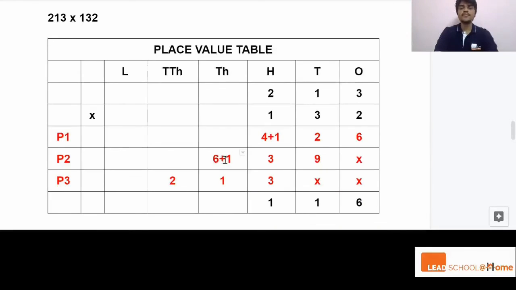In the thousands place, what do I have? 6 plus 1, 7. 7 plus 1, 8. And in the 10,000s place, I have 2. I will write 2. So my answer to 213 into 132 is 28,116. The correct answer is 28,116. I hope all of you have now understood how to do multiplication.